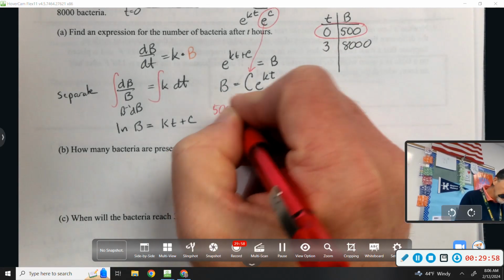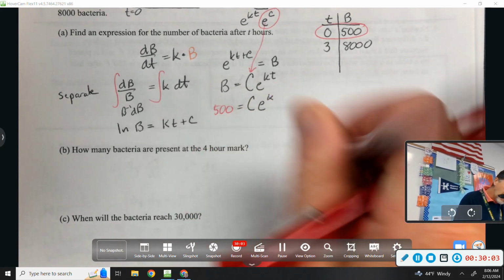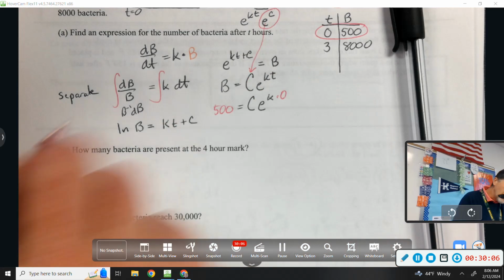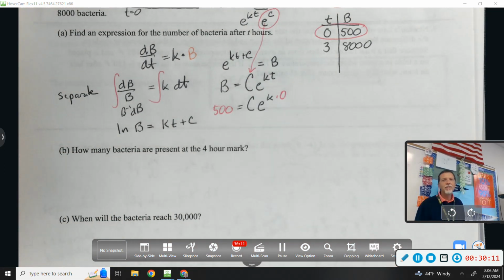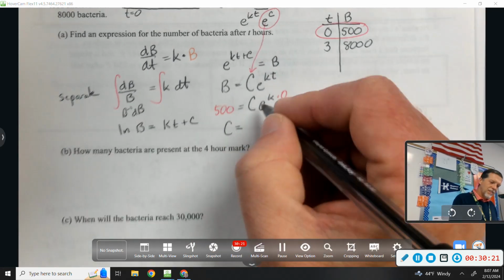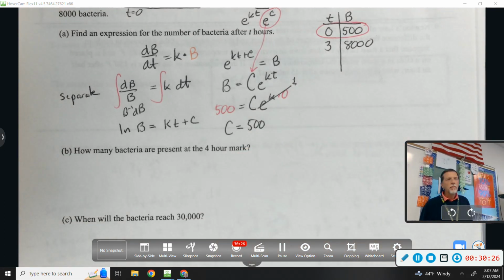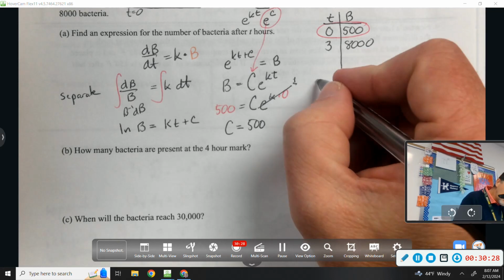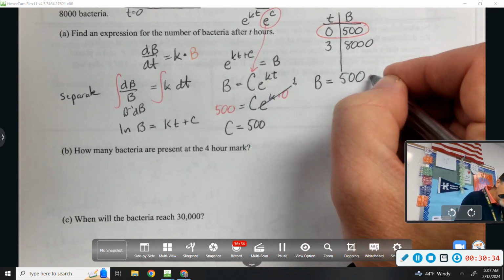So 500 in for B, C, e to the k, times 0. Oh, we like k times 0 because that's 0. We like e to the 0 because what's e to the 0? 1. So what's c equal to? 500. So that was an easy start. So now we know c is 500. So b equals 500 e to the kt.